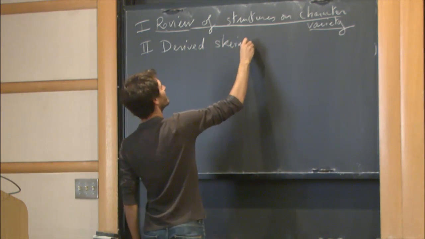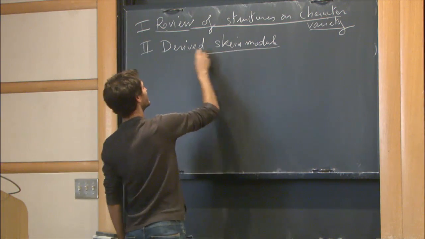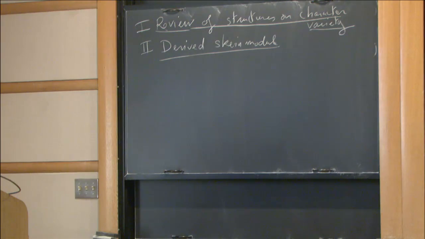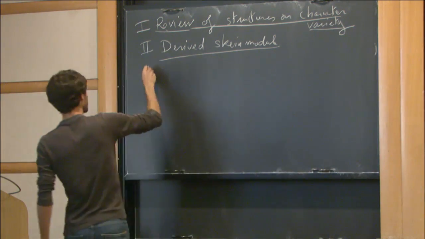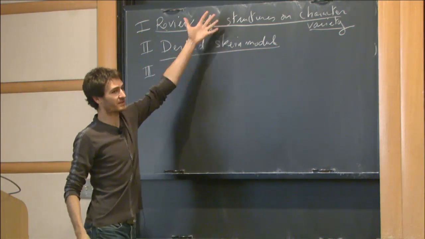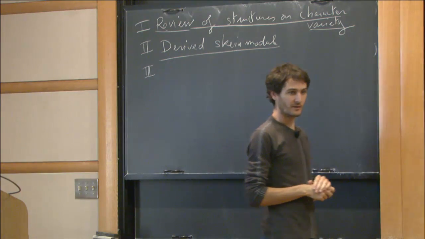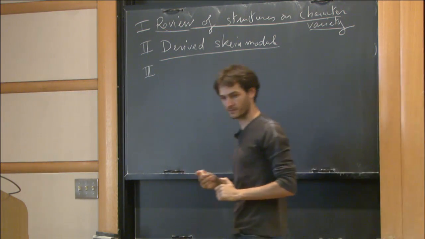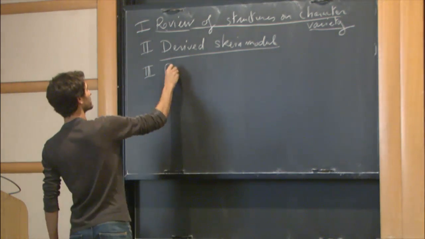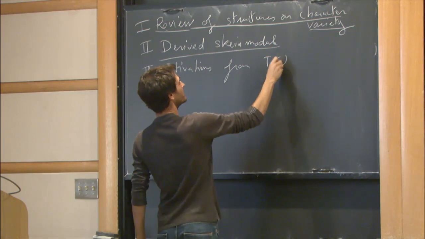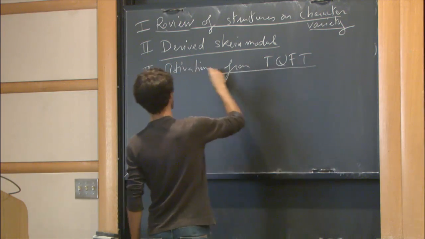Hopefully, derived is not related to derived algebraic geometry. It's a much simpler object. And then after that, I will talk about motivations. And this is really standard character varieties stuff. But all the questions I'm talking about come from quantum topology, indeed. So motivations from TQFT or quantum topology and Jones polynomials, etc.